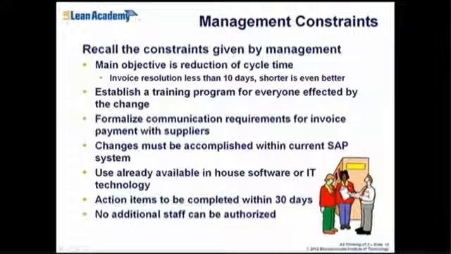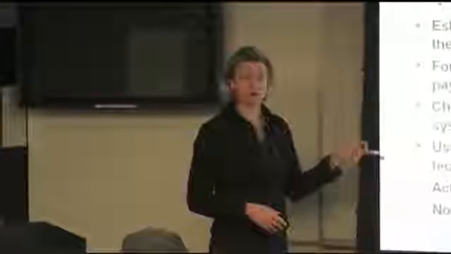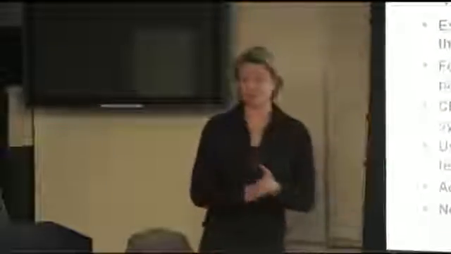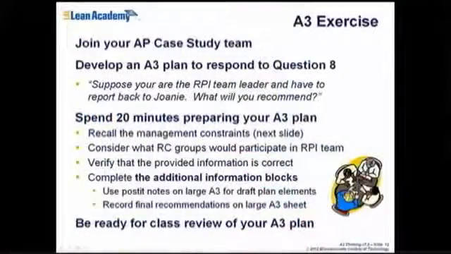Any action items that might be addressed in your A3 plan have to be completed within 30 days, and there can't be any additional staff. So an outcome of your A3 can't be, let's hire 5 new people. That wouldn't be acceptable. All right, so I'm going to leave the management constraints up here on the projector so you can see them as you're working through your problem-solving activities, and we'll ask each table to get started. We'll have the instructors in the class walking around to answer questions and help you through the process. So take about 20 minutes. I'll give you a 3-minute warning when we get to the end of that time period.